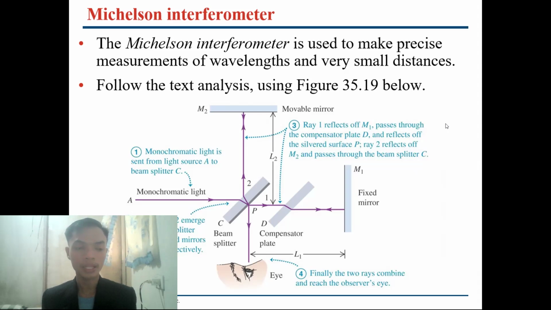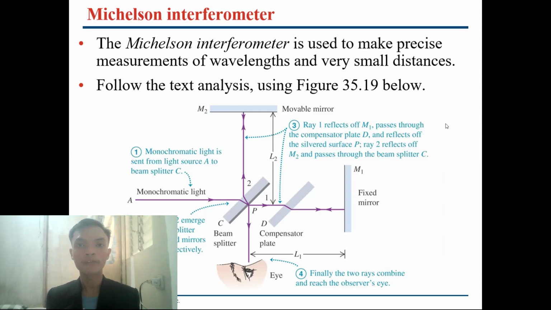using figure 35.19 below. The Michelson interferometer is a masterpiece of optical engineering. It splits a beam of monochromatic light into two paths using a beam splitter. One ray travels to a fixed mirror, the other to a movable mirror. After reflection, both rays recombine and produce an interference pattern. By adjusting the movable mirror, we can measure incredibly small changes in distance, even fractions of a wavelength.